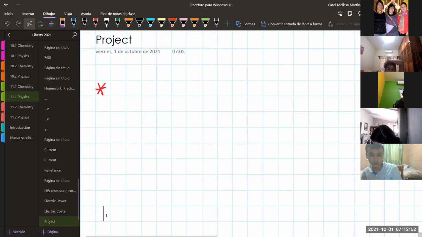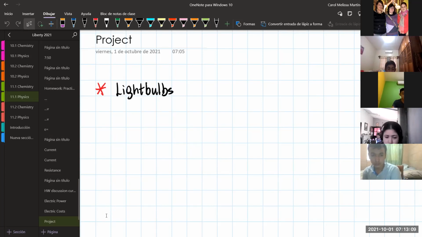The first part of this project for me today to explain to you what to do is to get the light bulbs. This is a very important part of the project because even if you use LED technology, which helps you to save money, still using the light bulbs is going to increase your electric bill a lot. Okay, so let's take a look.